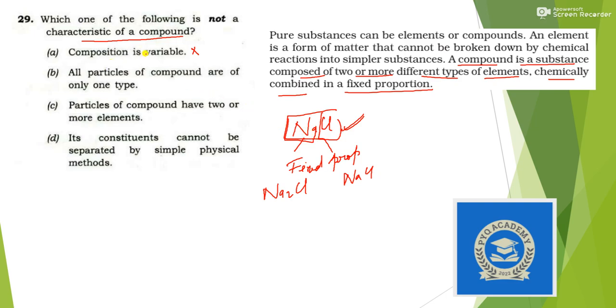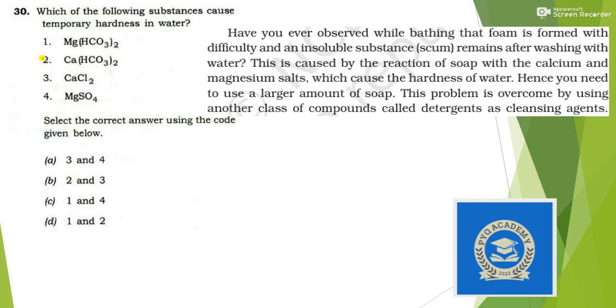Okay. So the question was asking about the option that is not correct. So option A is not a correct option. So the answer is option A. Okay, let's move to the next question.